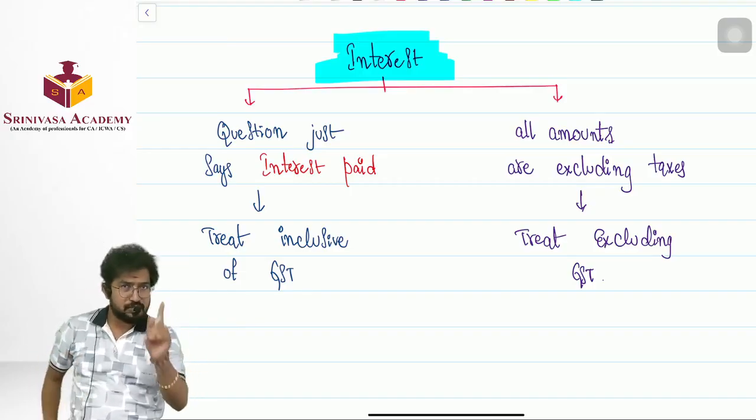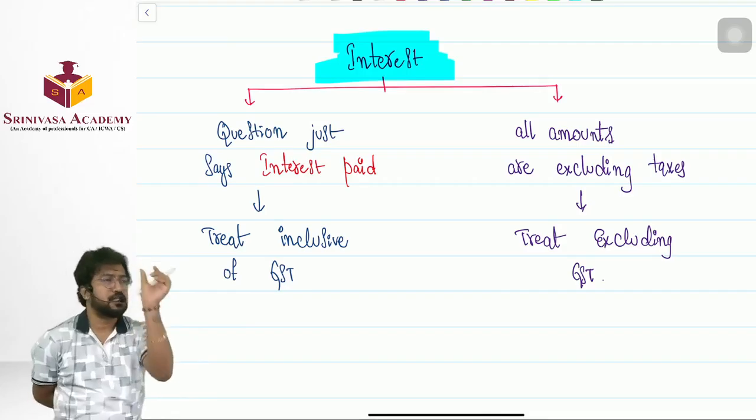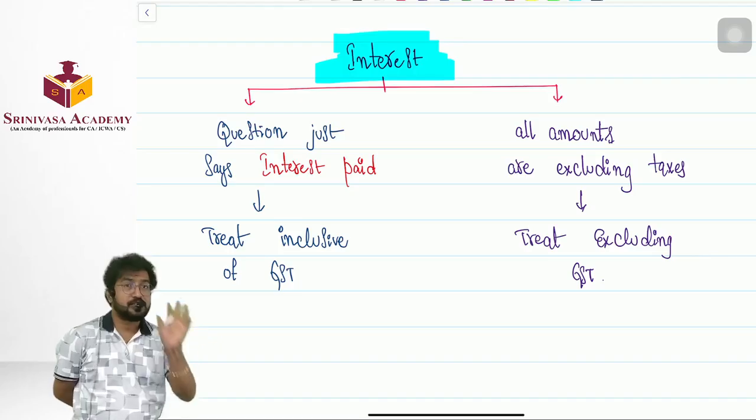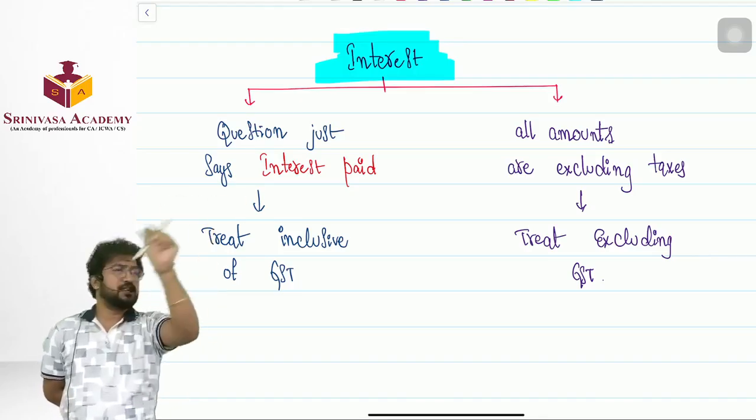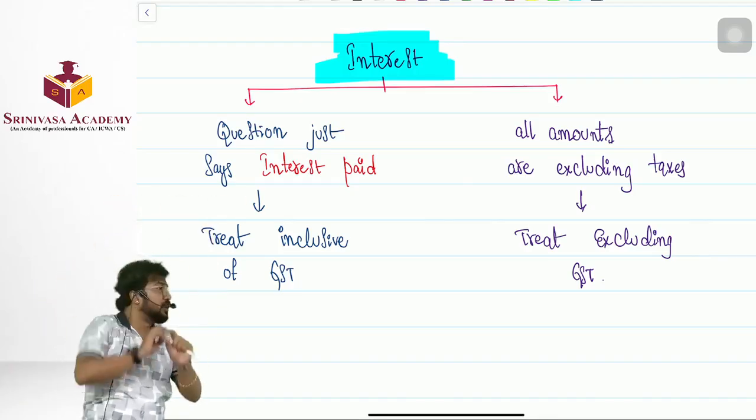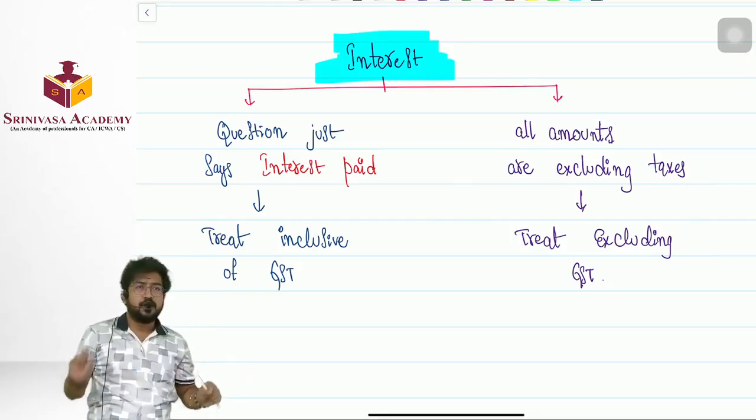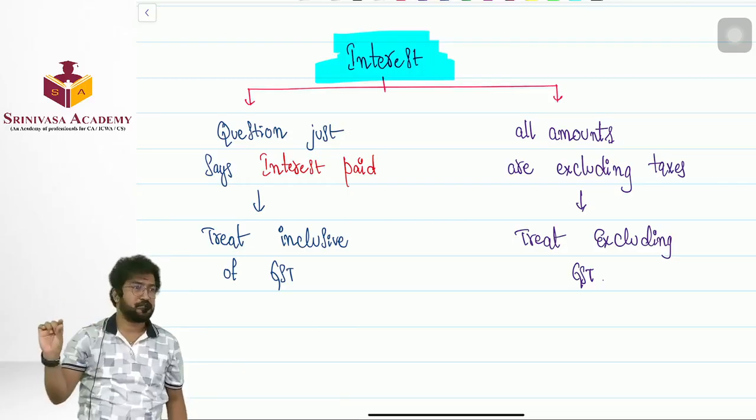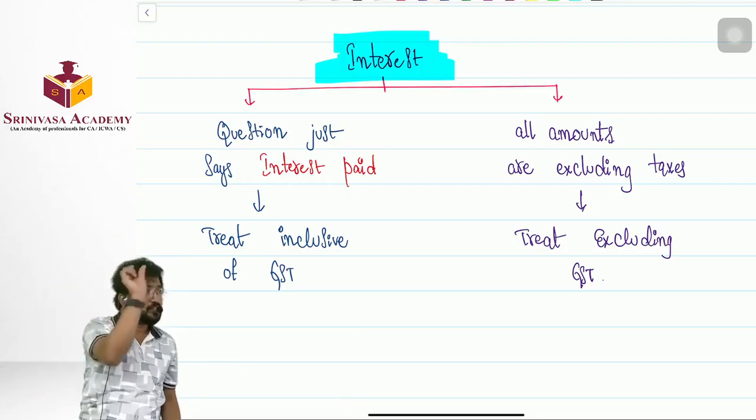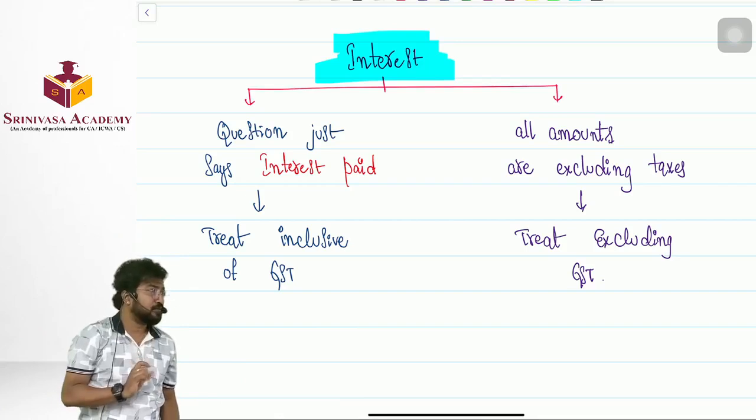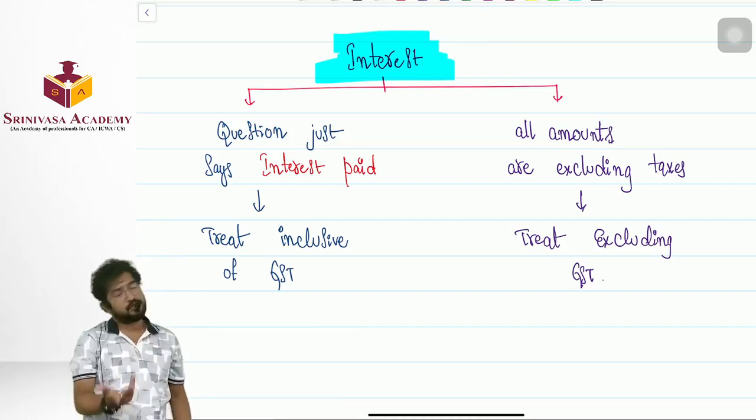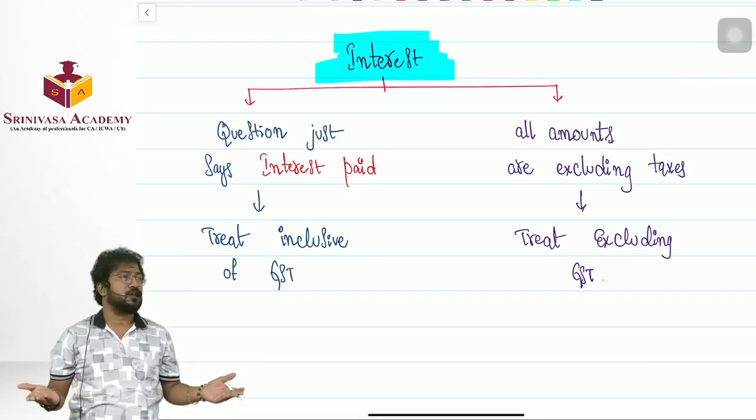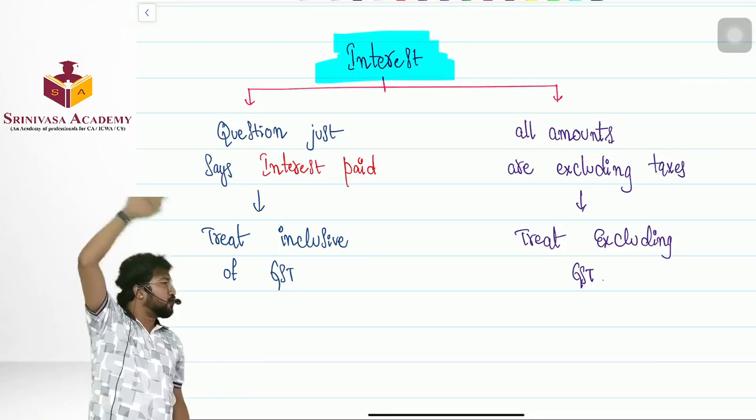So in questions be careful. If they use the words just interest paid, that means it is including GST. Sometimes they will give a problem with interest 10,000, interest 5,000, all particulars, everything. At the end of the question they will say, all the amounts given above are excluding taxes. Above in the table there is interest 5,000, 10,000. Including tax or excluding tax? Excluding tax, because at the bottom of the question they give a note: all the amounts given above are excluding taxes.